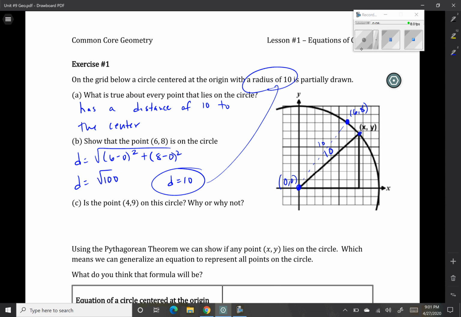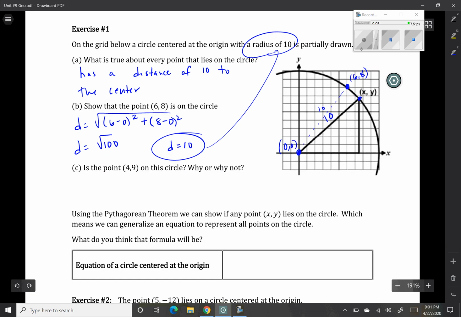Is the point (4, 9) on the circle? Why or why not? So I could do the same thing. If I look at (4, 9), I'm not really sure. That's close. Doesn't look like it's on the circle, but we'll see. So if I find the distance between (0, 0) and (4, 9), I can see if that distance is 10 or not. So I can subtract the x values and subtract the y values.